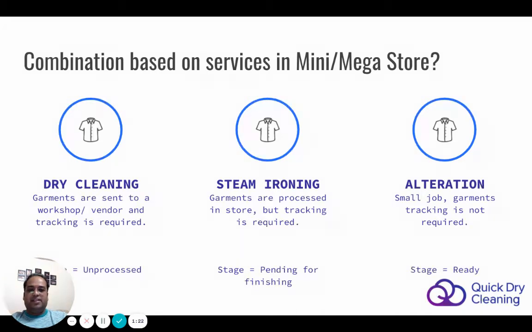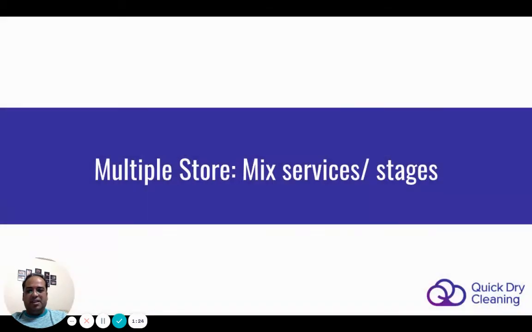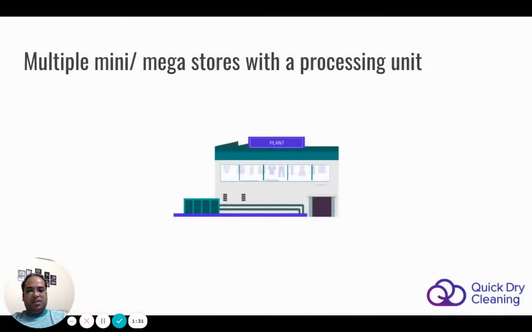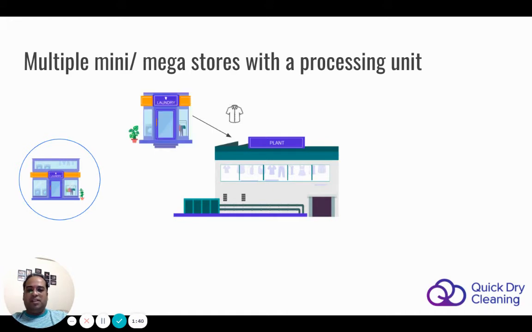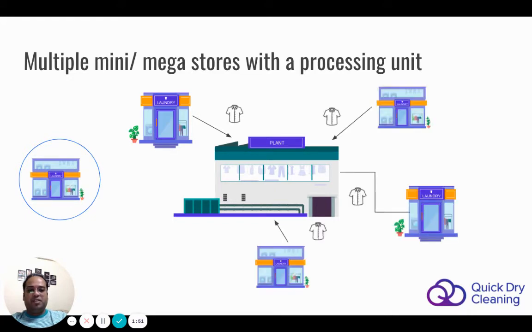Let's take another example. Maybe you have multiple stores with a combination or different mix of services and stages. You have a plant, and then you have a self-sufficient laundry where all the garments are processed in the store. Or you have another laundry which is sending some of the garments for processing to a plant, and some of the garments are done in the store. In the same way, you can have a different combination of laundry unit and processing unit.